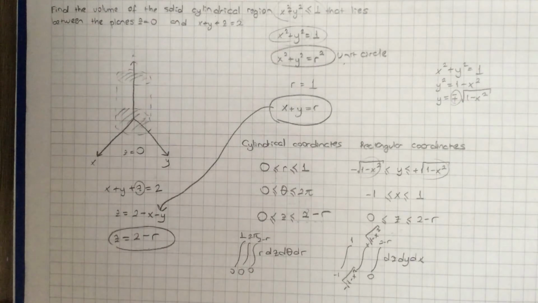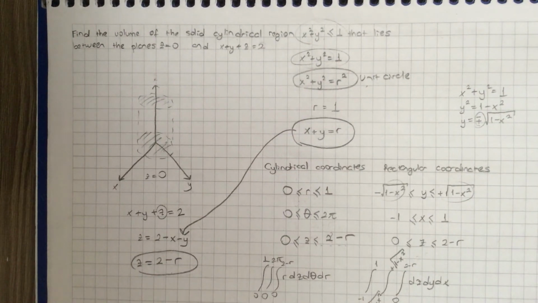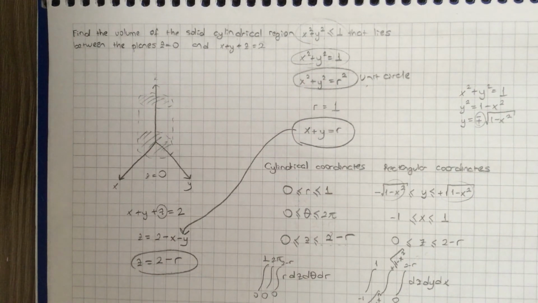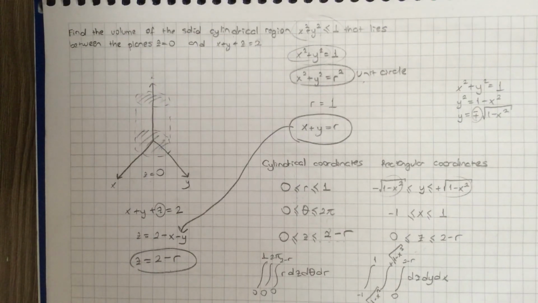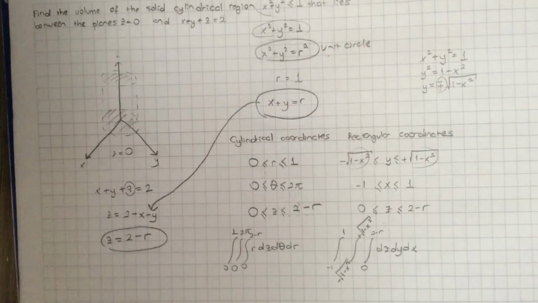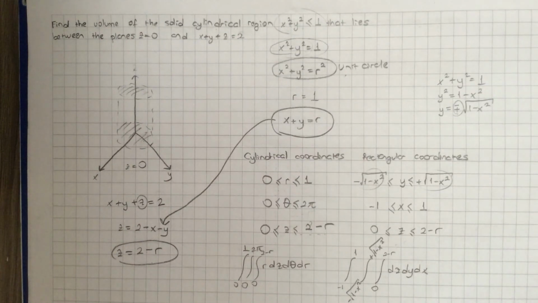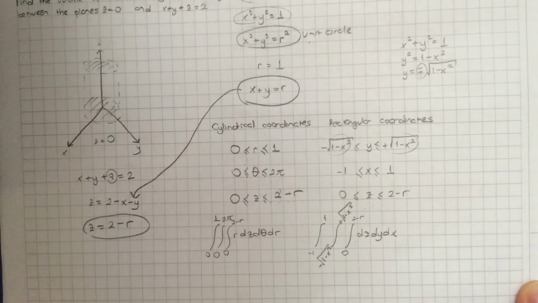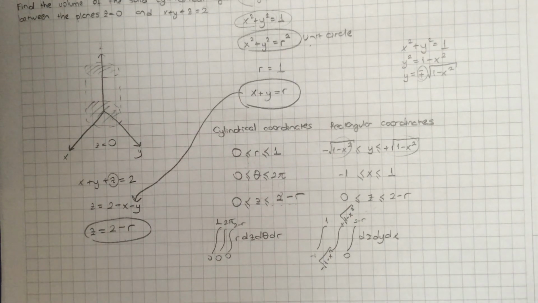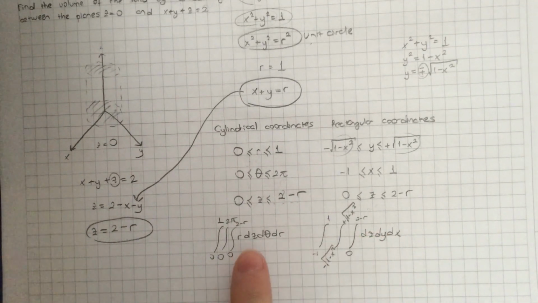So the question just asks to find the volume of the solid cylindrical region. It doesn't require us to solve this problem using cylindrical coordinates or rectangular coordinates. It doesn't specify that. So you can use one of them. You can solve this problem using this integration or this integration.